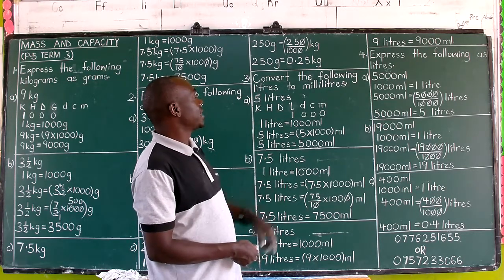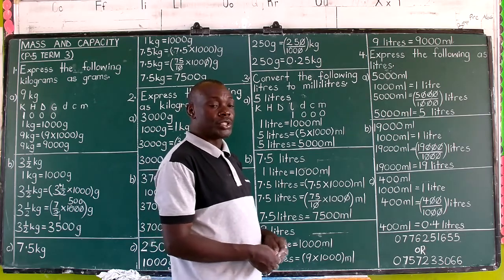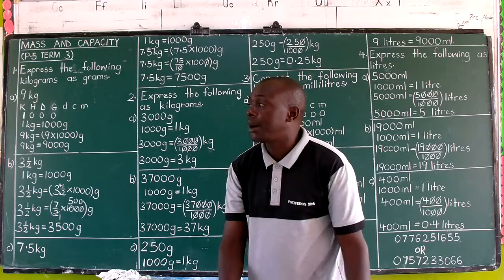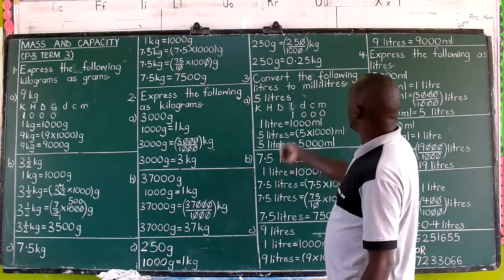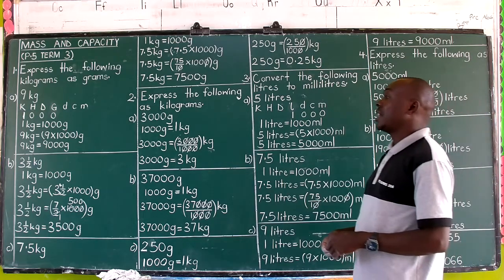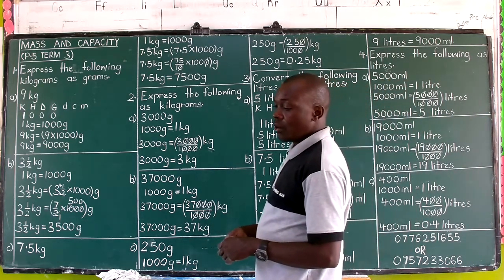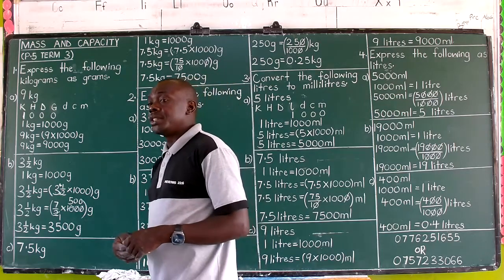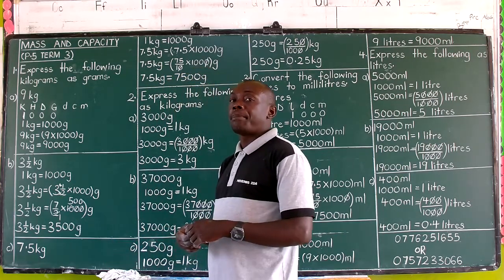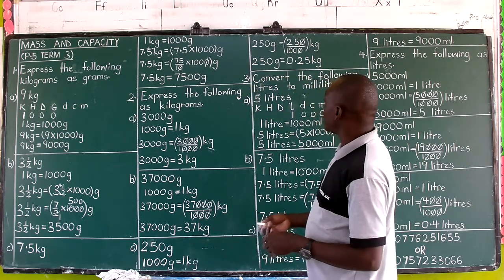Convert the following liters to milliliters. Now I've gone to capacity. So I've done mass, then go to capacity. So convert the following liters to milliliters. Whenever you hear liters, you just know that's a measure of a liquid, and volume in liters is termed as capacity. So now we go to capacity.